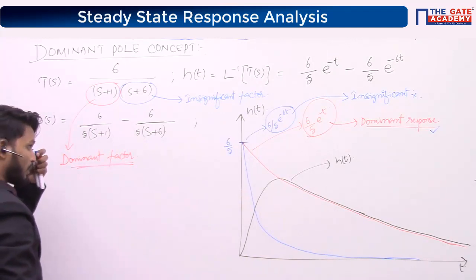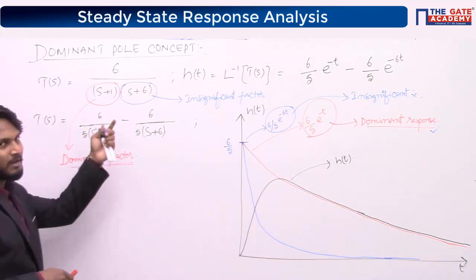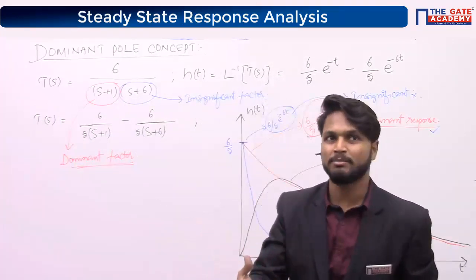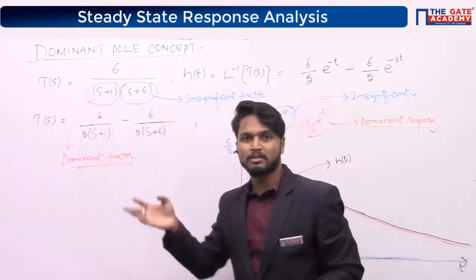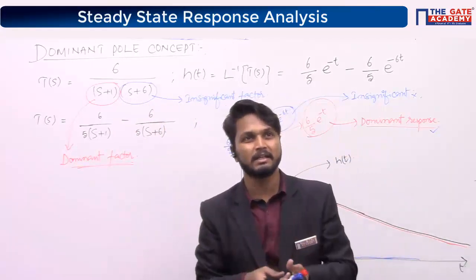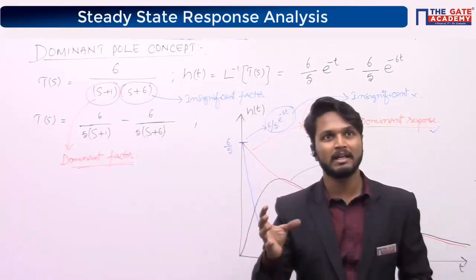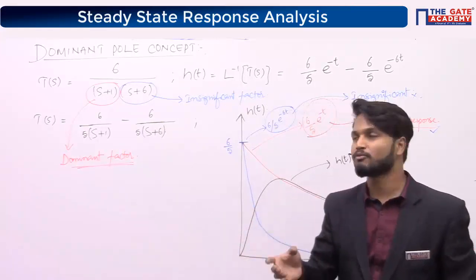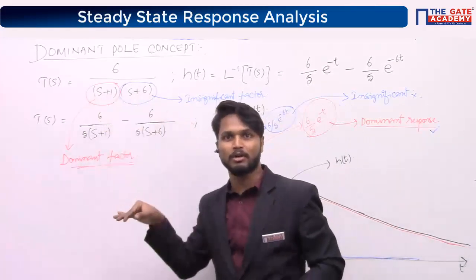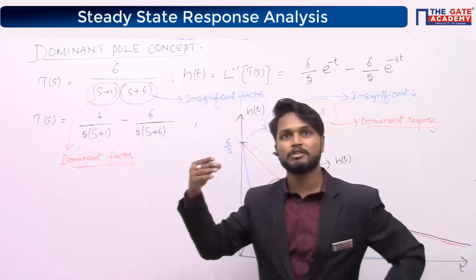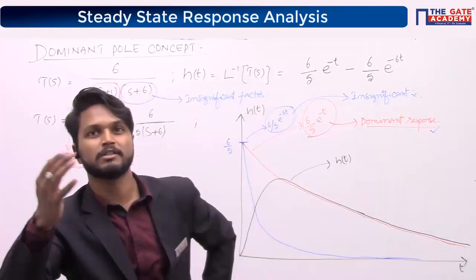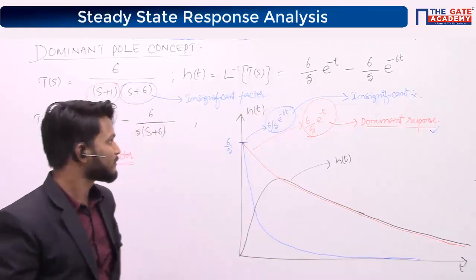right? So this dominant factor is contributing more in the response, which means I just want to approximate. See, because of two poles, complexity increases. As the number of poles increases, complexity in analysis increases. I just want to reduce the analysis complexity, so I just want to reduce the system. I just want to reduce a higher order system into a lower order system, right? I'm going to approximate this higher order system, this second order system, into a first order system. That is what I'm going to do now, right?